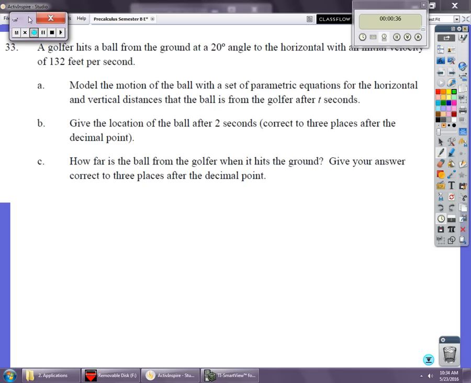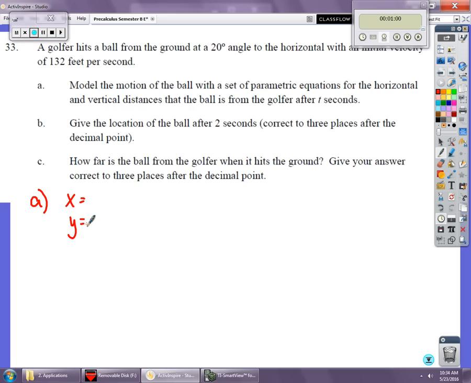Okay, so we got a bunch of stuff going on in this one, and notice this one is calculator allowed, for sure. Okay, so first thing I want to do is A, which is model the formulas. And these are formulas that are given on your formula sheet. One of them starts with x equals, and one of them starts with y equals. That's very similar to the examples that we just did in number 31 and 32. One starts with x, one starts with y.